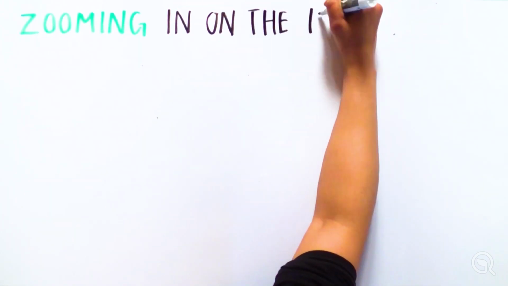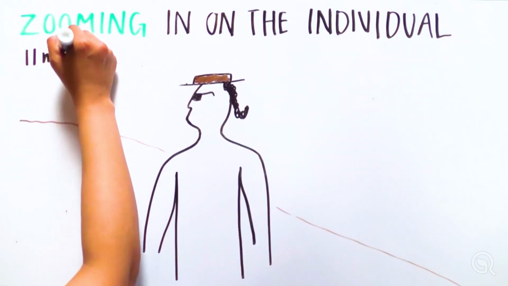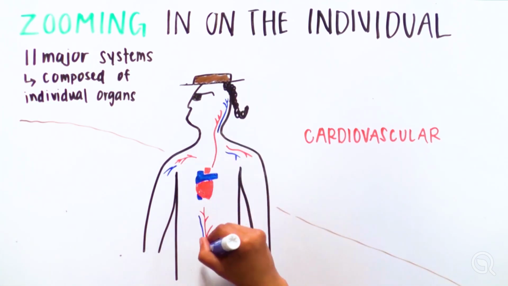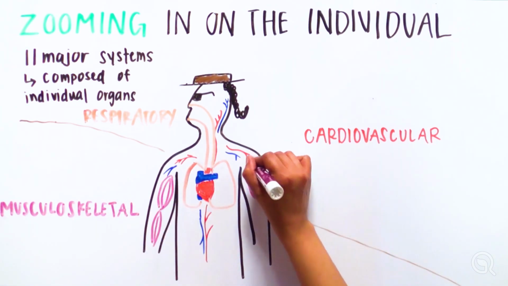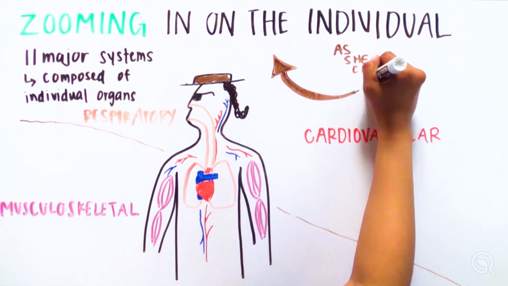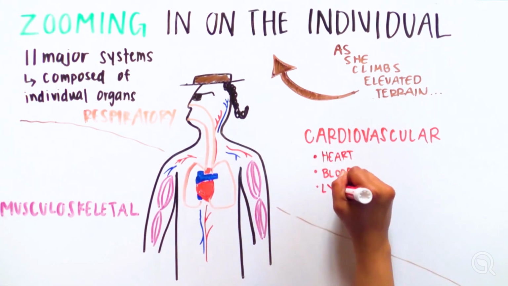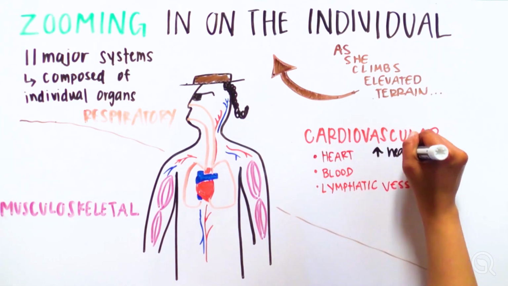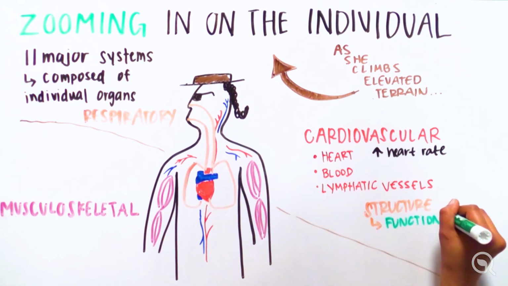Let's zoom in and look at the structure-function relationship within an individual. Her body is composed of 11 major organ systems, including cardiovascular, musculoskeletal, and respiratory systems. Each body system has a structure of organs that work together to carry out functions. As she climbs elevated terrain, her cardiovascular system works to increase her heart rate. The cardiovascular system is made of the heart, blood, and lymphatic vessels that interact to transport essential substances like oxygen to and from all organs and tissues of her body. Structure determines function in a body system.